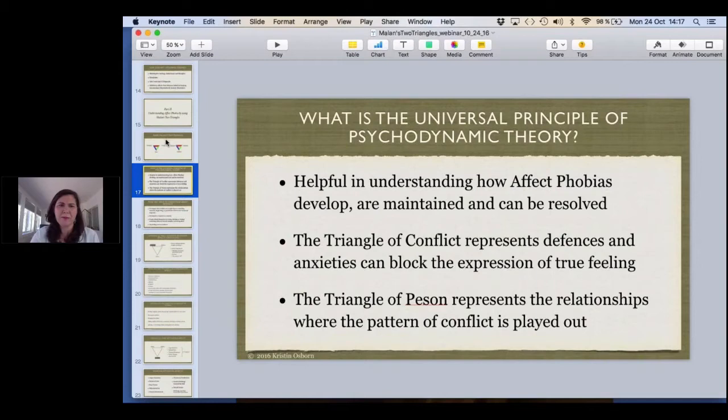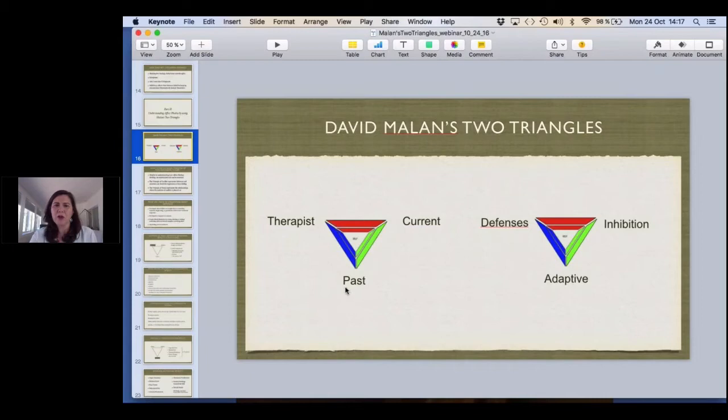You go back here to the triangle of person. We want to look at the past. Where did the origin of the defense start? And then we want to look at the current. How is that defense being played out in relationships in your client's life today? Then you look at the therapist. How is it being played out with you, the therapist?